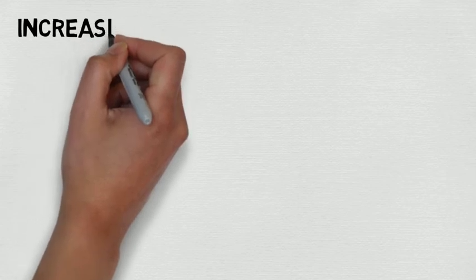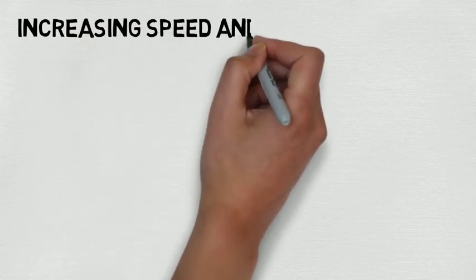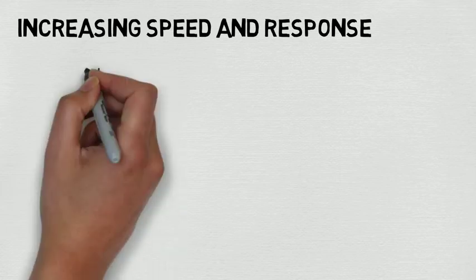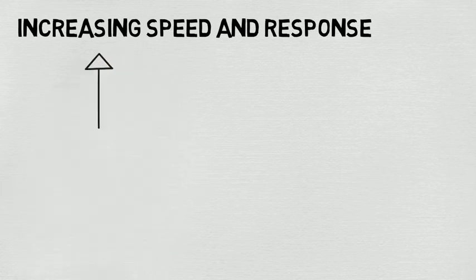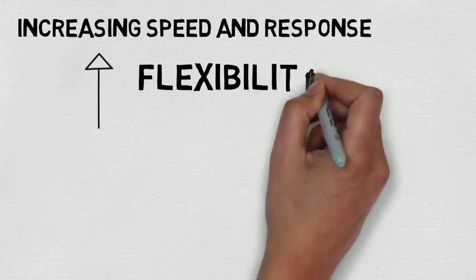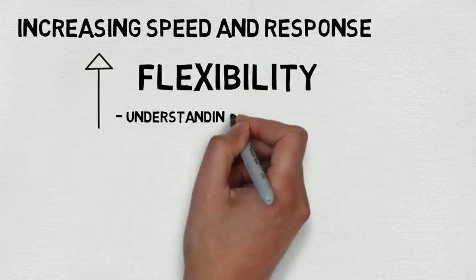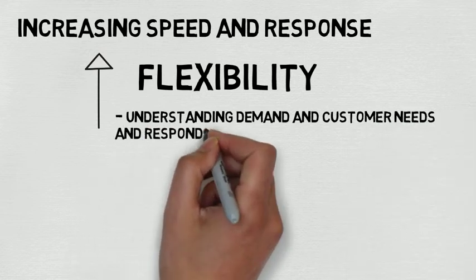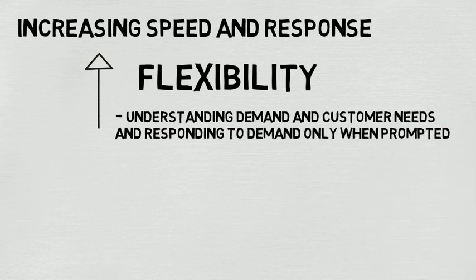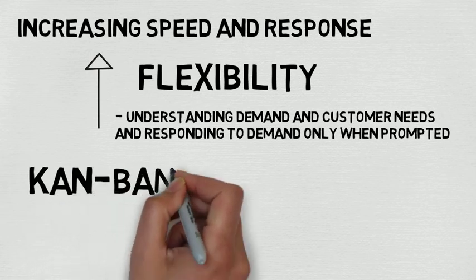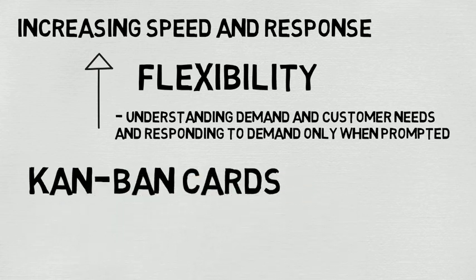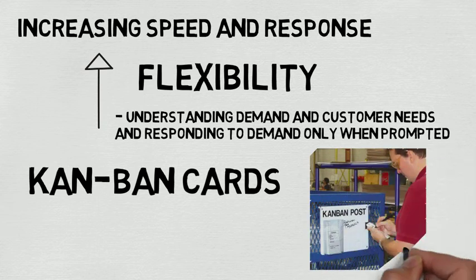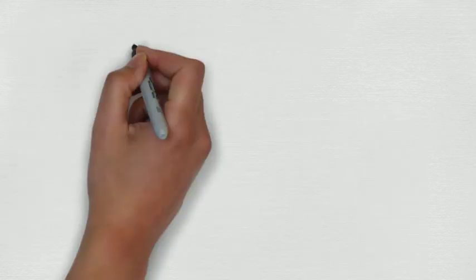Another principle of lean operations and just-in-time management is increasing speed and response throughout an organization's operations, as well as throughout an organization's supply chain network. In order to increase speed and response, an organization must maintain a certain level of flexibility. For example, understanding demand and customer needs and responding to demand only when prompted. One method of doing this is through visual control systems like Kanban cards. Kanban cards are visual cues when a certain part or product is needed based on exact customer demand.